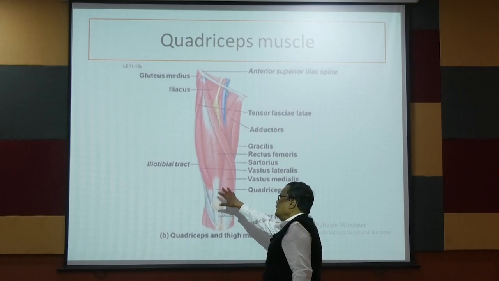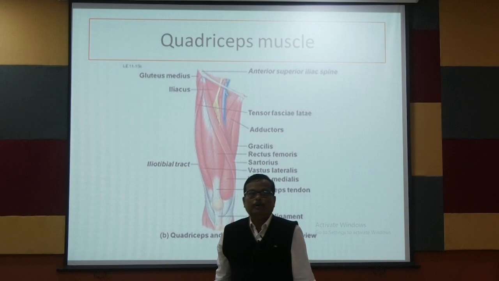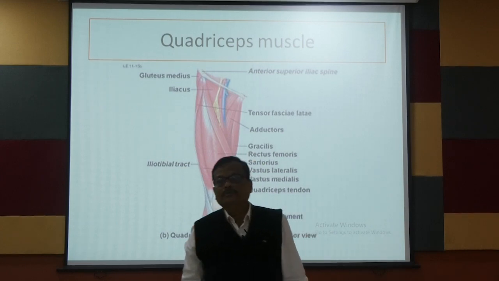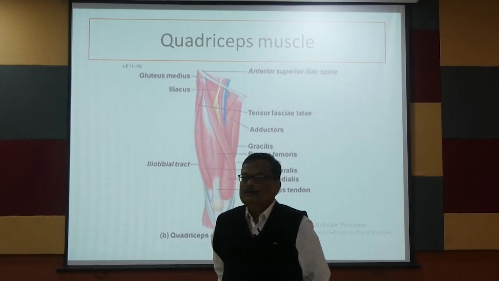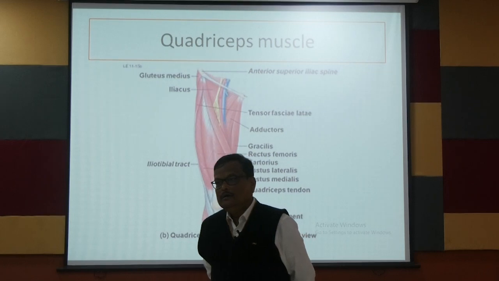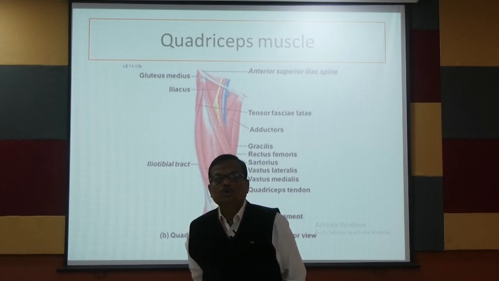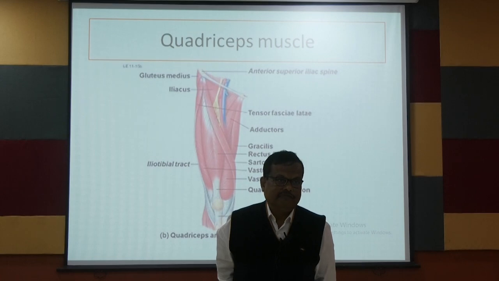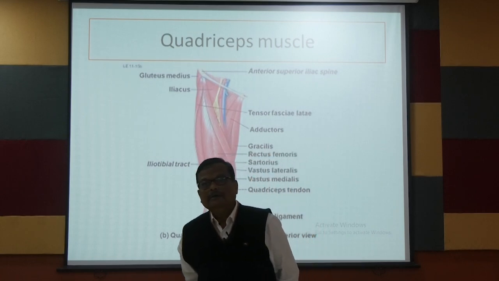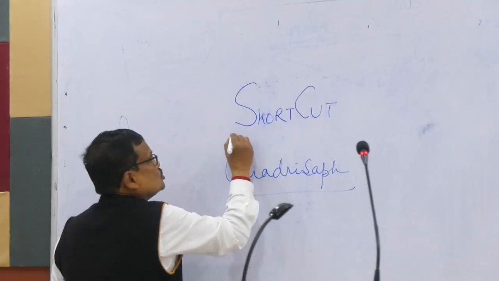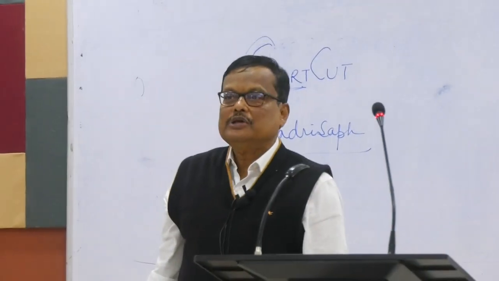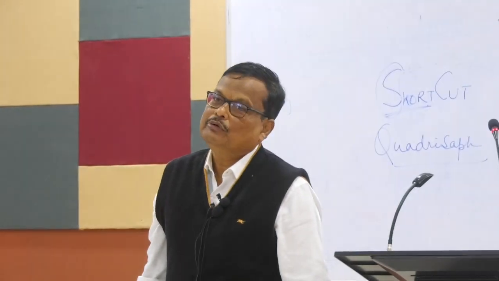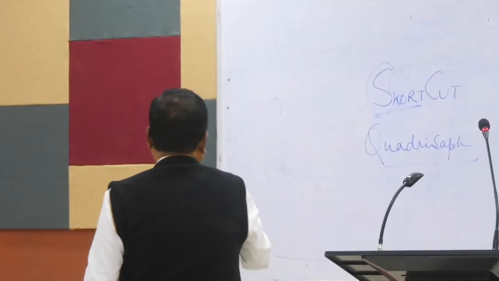These are all supplied by the posterior division of the femoral nerve. How will you remember the femoral nerve? Let me teach you the branches. Shortcut and quadriceps saph. Shortcut and quadriceps. What does short mean? S, nerve to sartorius. Cut means cutaneous. Two cutaneous: medial and intermediate cutaneous. So it is the anterior division.